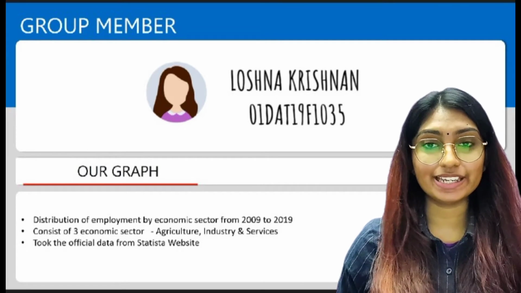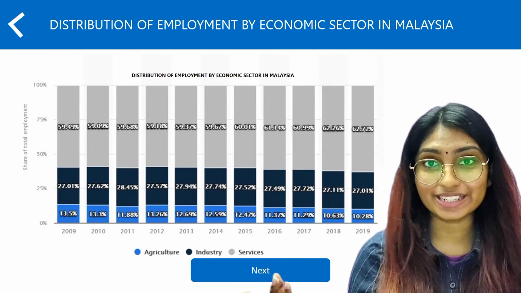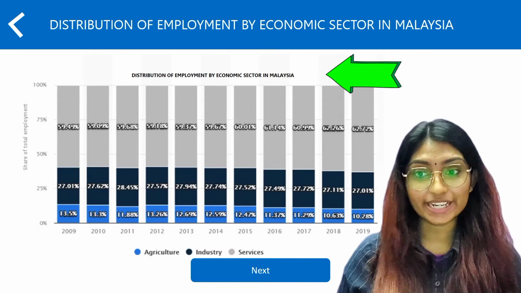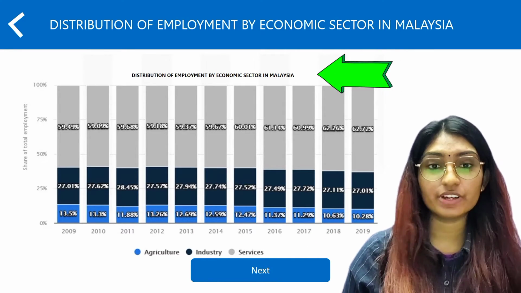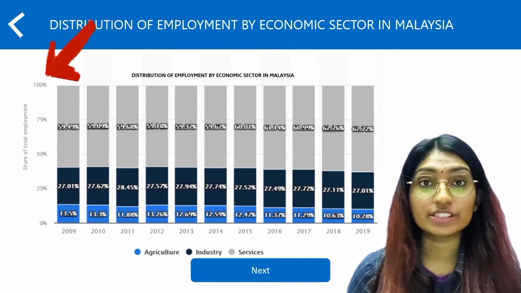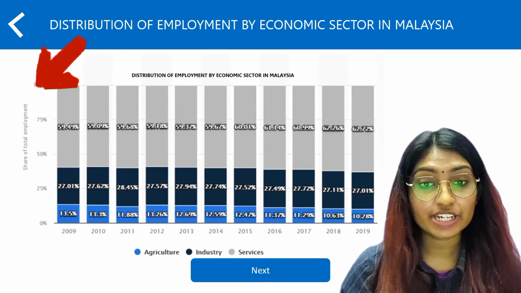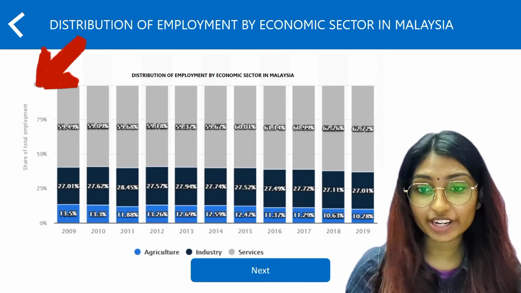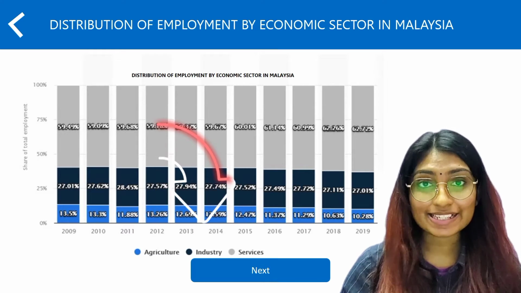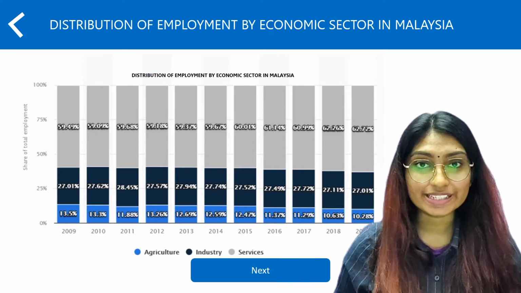So without any further delay, let's look at our graph. The graph that we use today to present is the bar graph. As you can see, at the top of the graph is our title, which is the distribution of employment by economic sector in Malaysia. Next, on the left of the graph is the y-axis, which is the share of total employment from 0% to 100%, whereby at the bottom of the graph is the x-axis, which shows the year from 2009 to 2019. Finally is the legend.